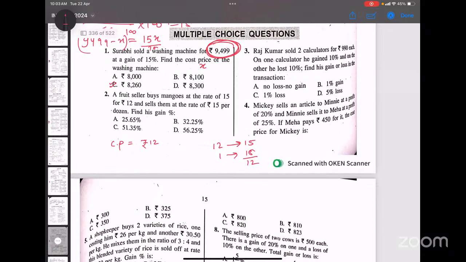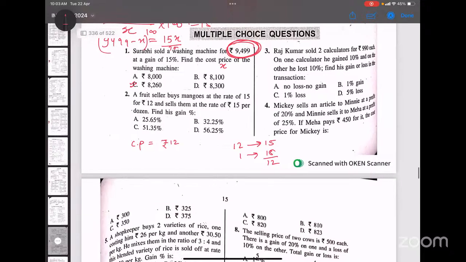And if you sell all of them, then out of 1 dozen, you are left with 3 more mangoes. So price of 3 mangoes extra will be 15 by 12 into 3, which is 15 by 4. So cost price is 12. Selling price will be 15 for 1 dozen plus 15 by 4 for the remaining 3 mangoes.